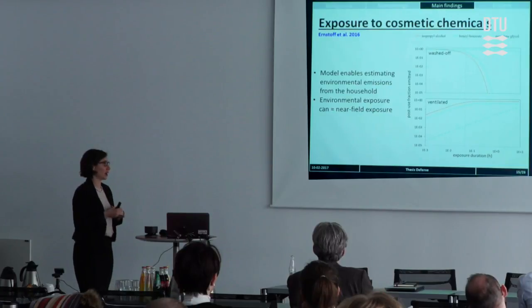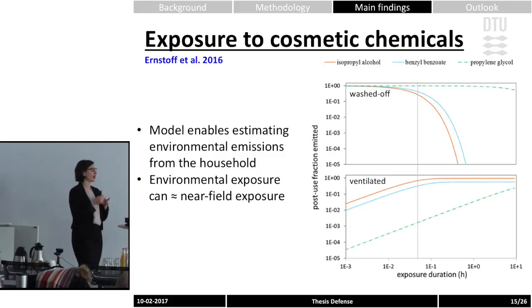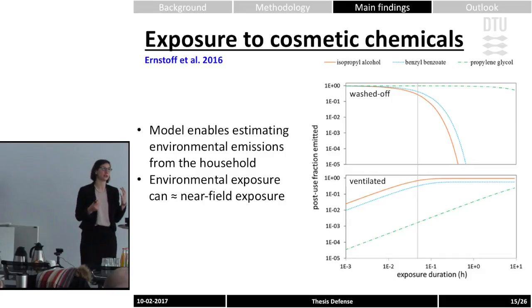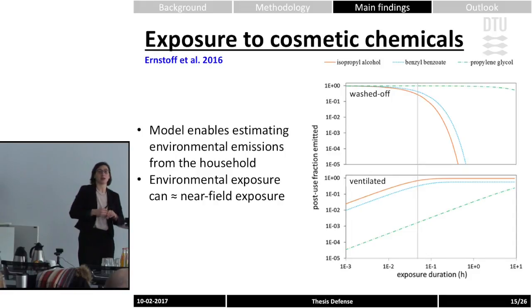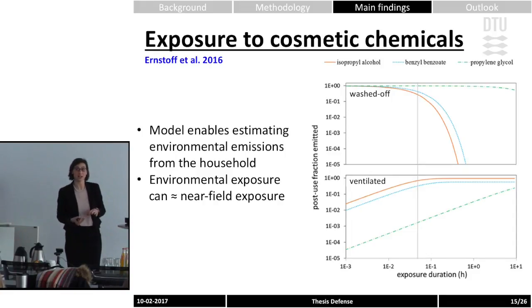We also found, quite surprisingly, that exposure through environmental pathways can be of similar magnitude to exposure in the near field, meaning indoors. But this only tends to occur, at least in the examples that we looked at, when the exposure in the near field is very, very low. This means that almost 100% of the chemical is being emitted to the environment, and then people can be exposed this way.